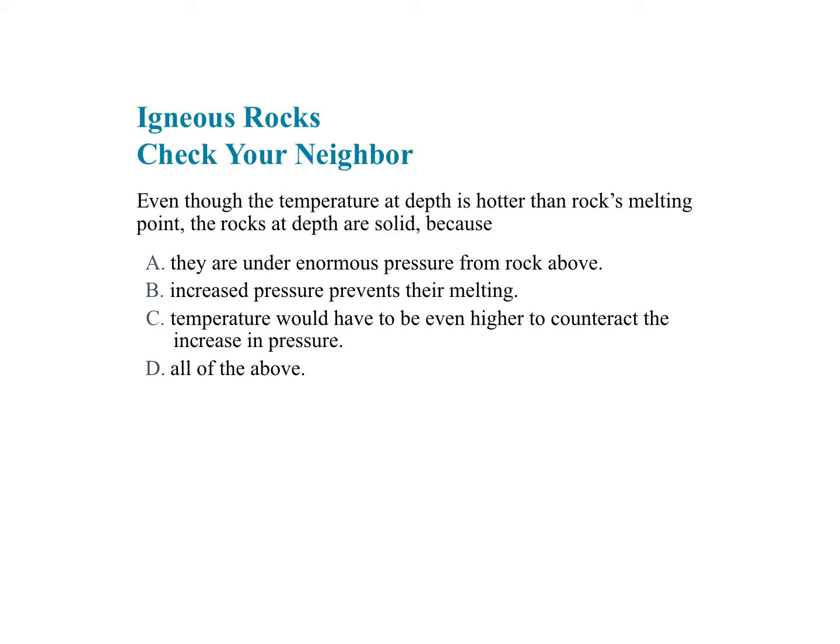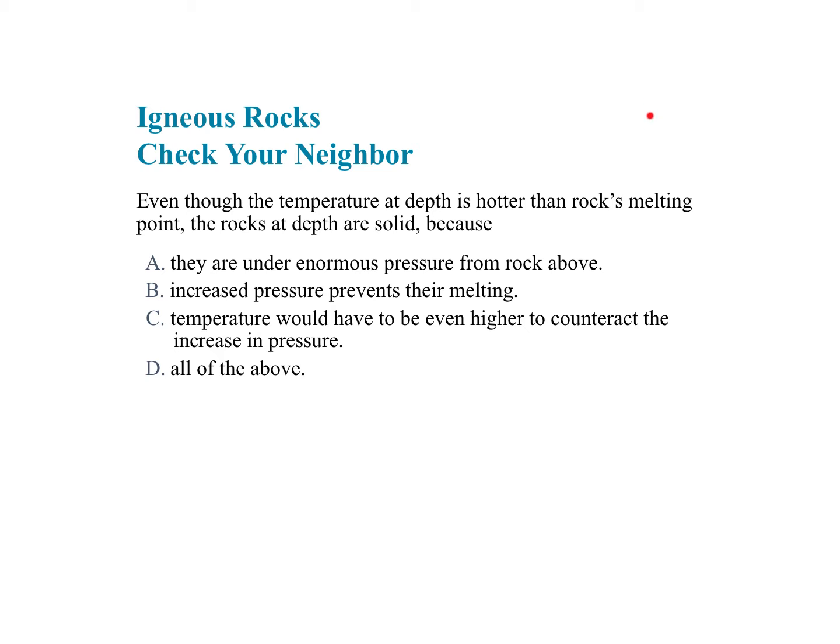So let's ask a question just to check our understanding of this. The question that we have is, even though the temperature at depth is hotter than a rock's melting point, the rock at that depth is solid. Why is that? In other words, a rock has a certain temperature. If you go above that temperature, it's going to melt.